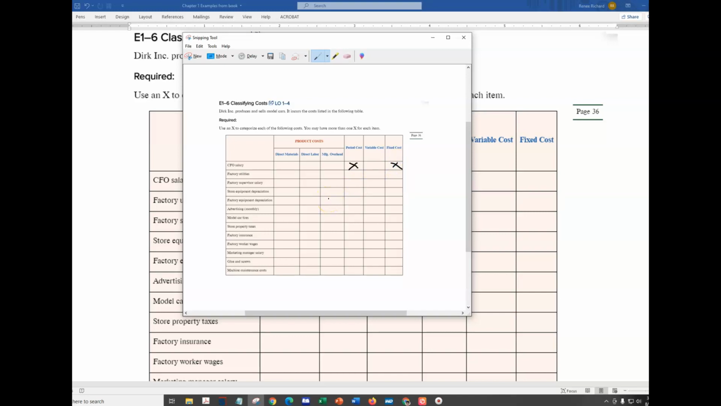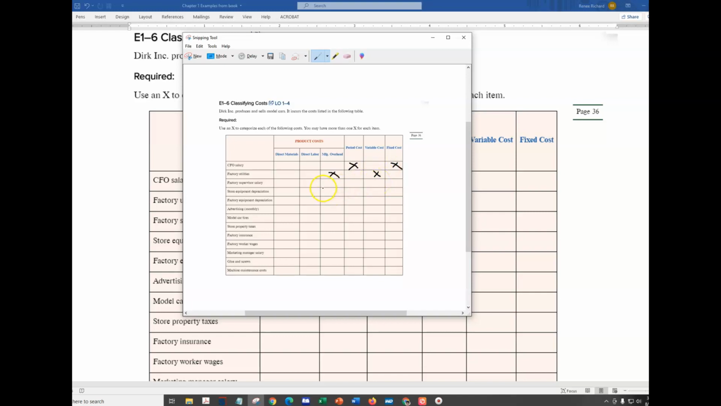Okay. Factory utilities. So we know it's a product cost. It's not DM, not DL, so it must be MOH. It's not a period cost because it's a product cost. So it's either a period or a product, and then it's either variable or fixed. So factory utilities, we could make a case for that being somewhat fixed, and we'll find out a little bit later in a different chapter. We'll talk about mixed costs, and that's actually where utilities falls. But for this chapter, we'll call it variable cost.